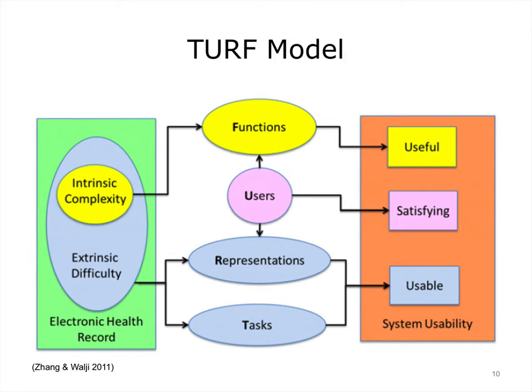The measures and observations of performance feed into an iterative design process. The concept of the user and the task that the user is trying to do has been incorporated into Zhang and Walji's TURF model, which states that there are four aspects of usability: the task that the user is trying to do, the characteristics of the user, how information is represented, and functionality of the system. Let's talk about each of these.